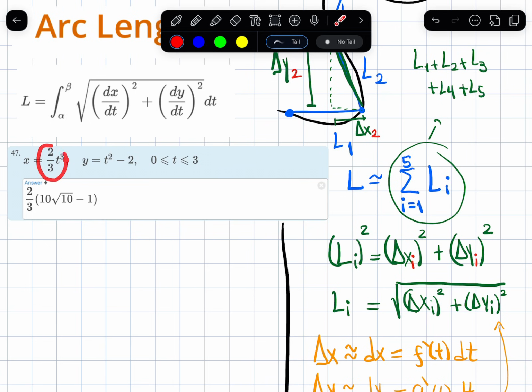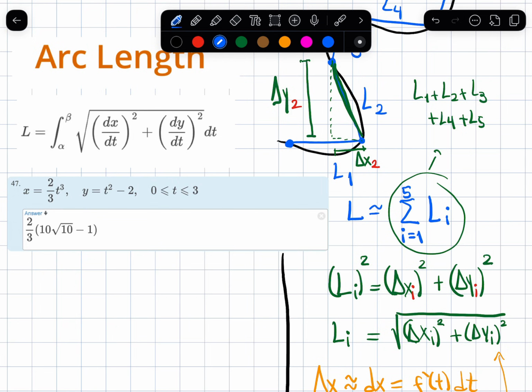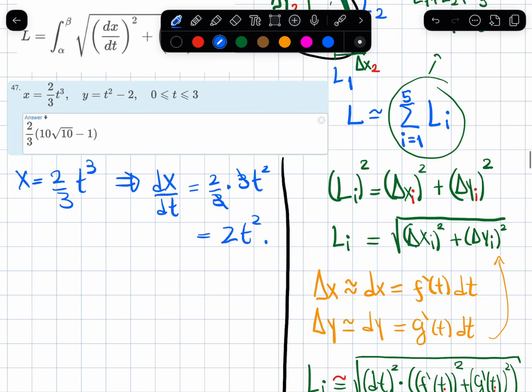So we're given this, x is this, y is this, and we're also given these as the limits of integration. All I have to do is find dx dt. So remember what I said from the very beginning: x was f of t, y was g of t. So when I say f prime of t, I mean x prime. I look at x, so isn't x equal to 2/3 of t cubed? Then x prime, or dx dt, will be 2/3 times 3t squared. The 3's cancel, this is 2t squared. And then isn't y equal to t squared minus 2? Then dy dt, or y prime, will be 2t.